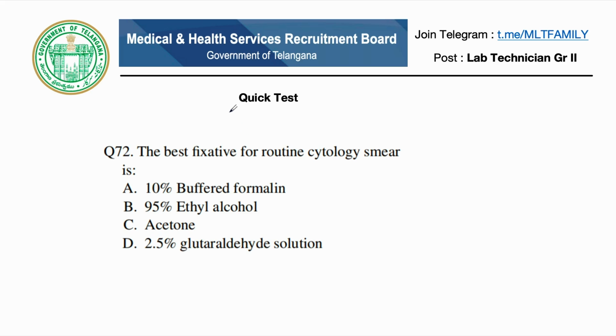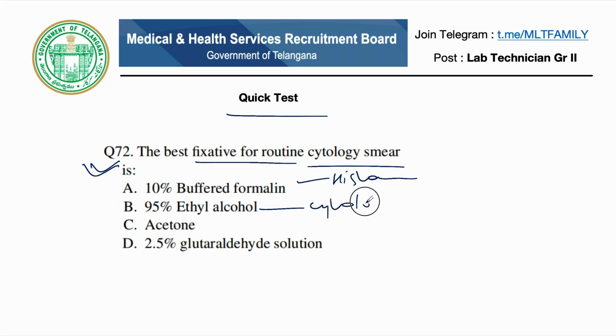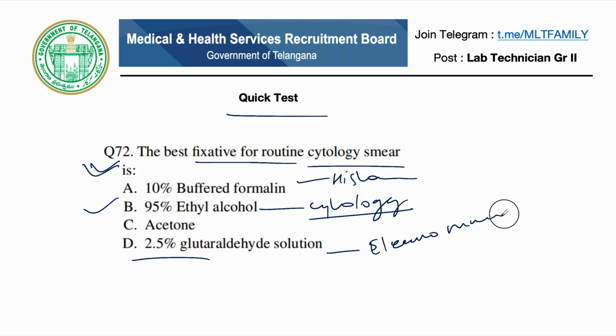So let me just take a quick test of you. Okay, the best fixative for routine cytology smear? Answer in the comment. Okay, so let me tell you, this is for histology. Okay, this is for cytology. Okay, the best or most common fixative is 2.5% glutaraldehyde. It is for electron microscopy samples. Okay.